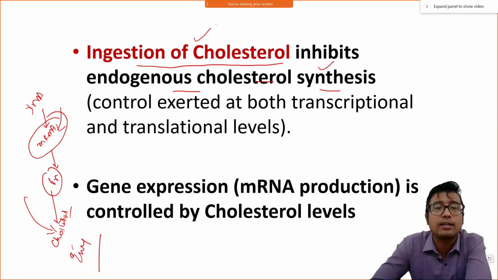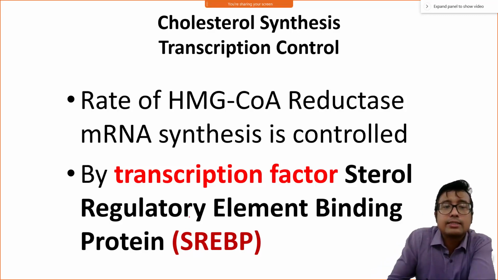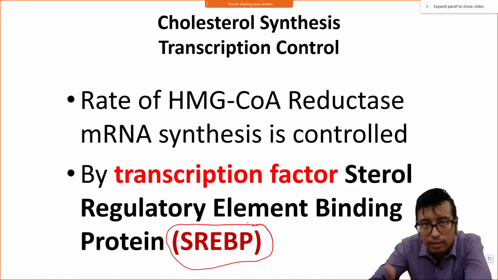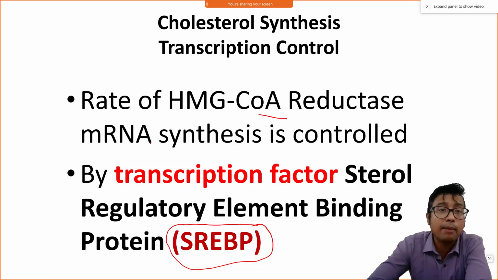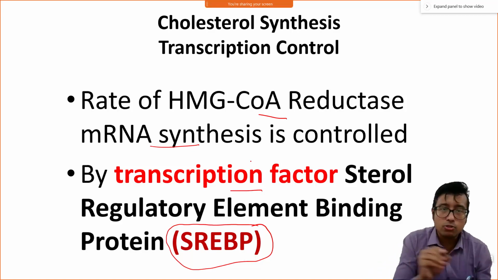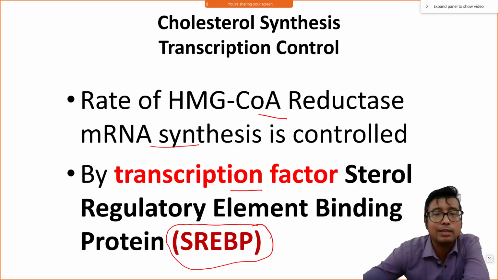The proteins in this case are the enzymes, and this is controlled by the sterol regulatory element binding protein. This name you should at least know. You should mention it in your oral answer, and in your theory script answer also. So the rate of HMG CoA reductase mRNA synthesis is controlled by the transcription factor SREBP. You should write SREBP and underline it in your answer. If you are writing transcription control, just mentioning this SREBP is enough, right?